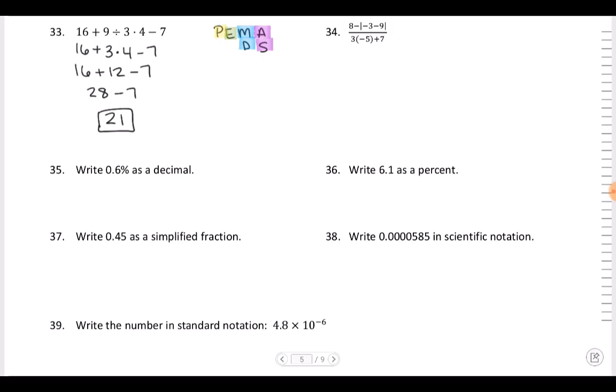Okay, so PEMDAS. All right, so I'm looking for grouping symbols. Now, I do have absolute value bars. Those are grouping things together. And the fraction bar also groups things together.